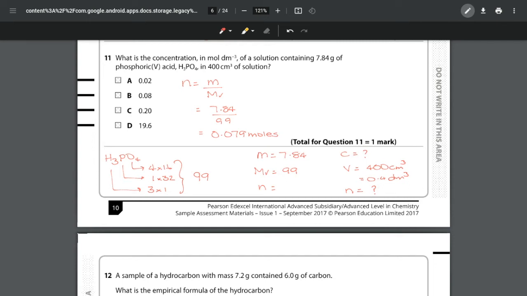And now I can use that to calculate my concentration. So concentration is moles over volume. So 0.079 divided by the volume, which remember must always be in decimeters cubed. And that gives me a concentration of 0.198 moles per decimeter cubed. And that will round up to 0.20, giving us an answer of C.